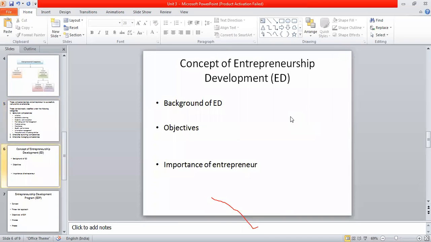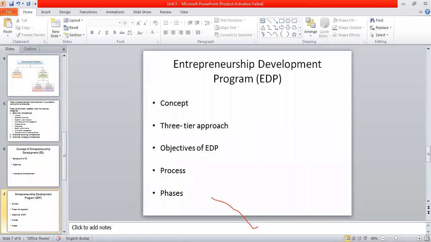Getting it? Now we are starting with the concept of entrepreneurship development, ED. What we have to do here is understand the concept of ED. Then we have to see what are the objectives of such a program. What is the objective of organizing an entrepreneurship development program, and its importance, why having an entrepreneur is important. So ED is what we are going to see now.